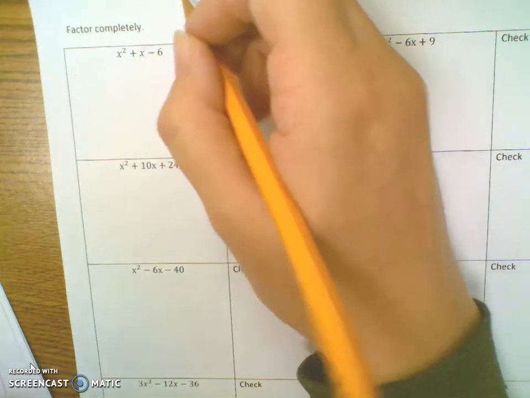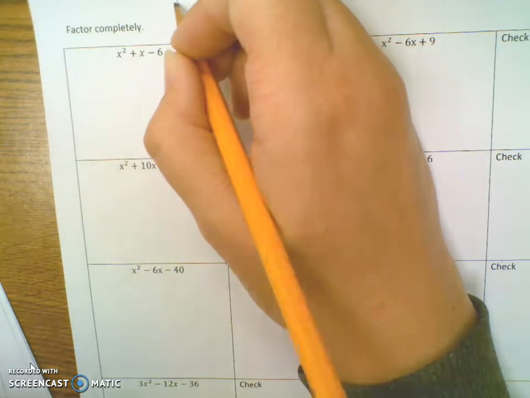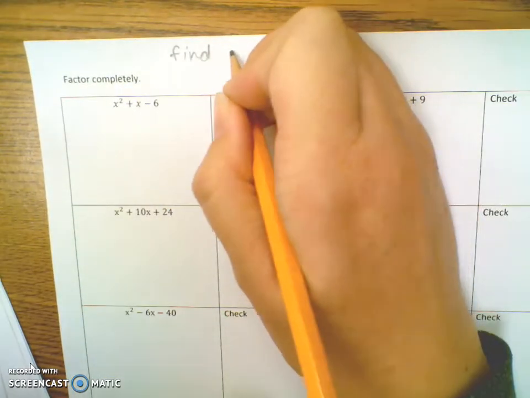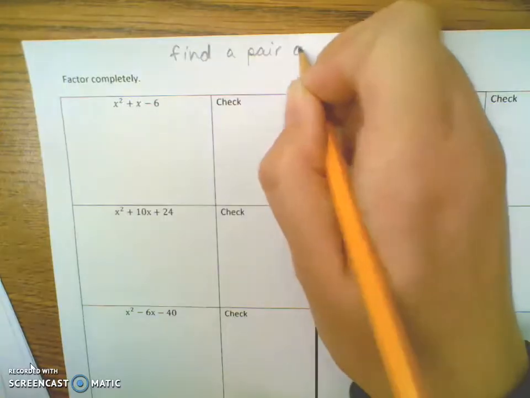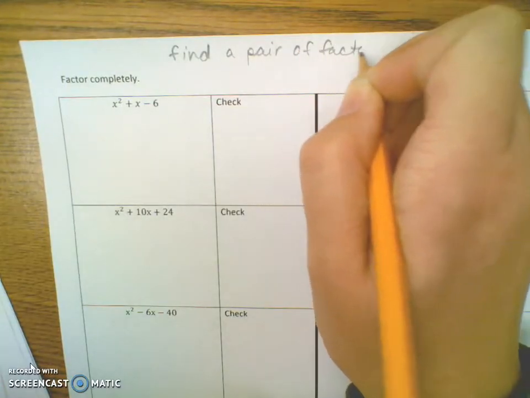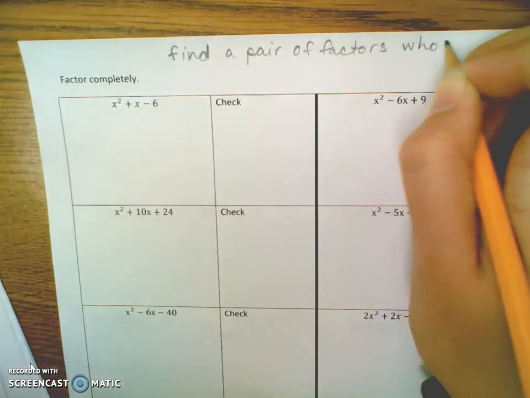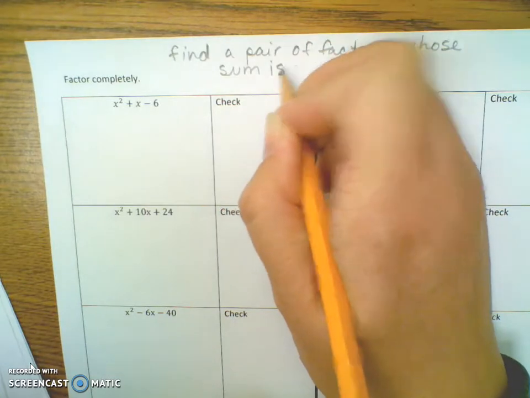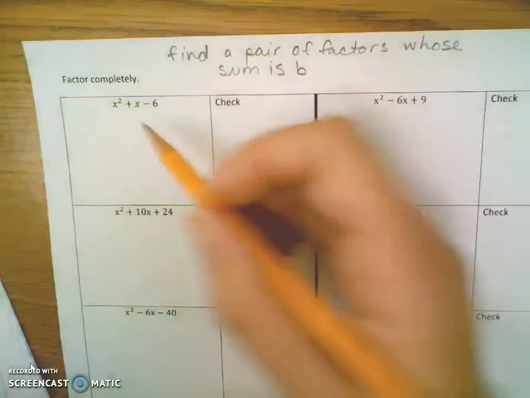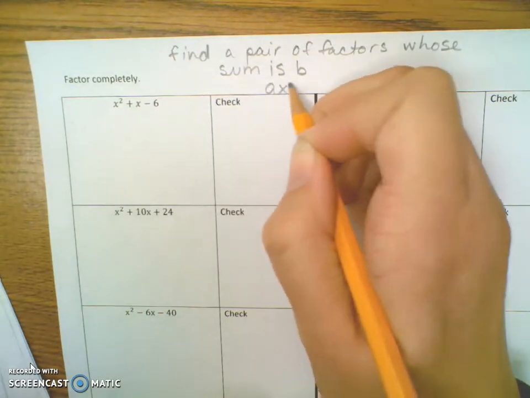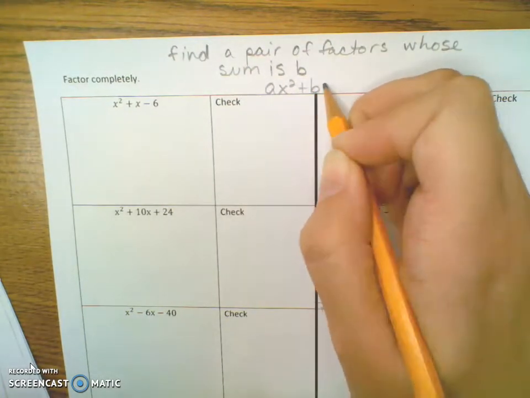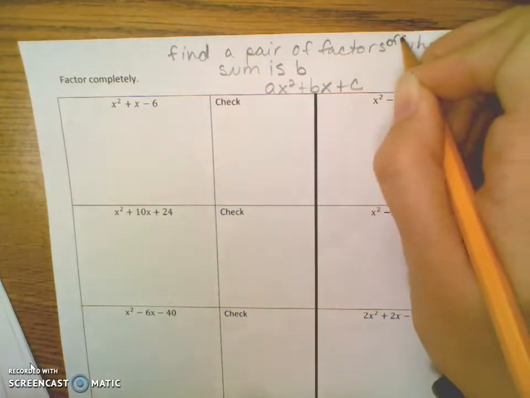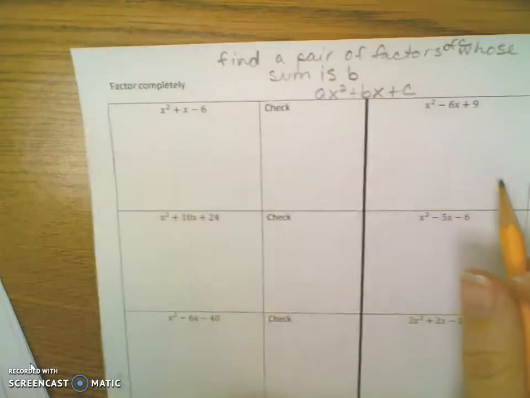So here's the first thing that we're going to do. We are going to find a pair of factors whose sum is your b value. And by b value, I'm saying like ax squared plus bx plus c. And we want factors of c. So let's take a look at how we would do that.